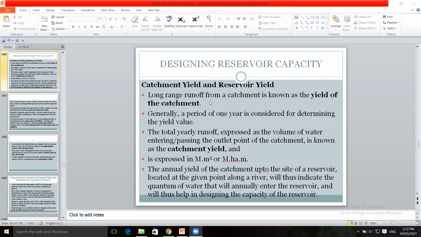So for determining this yield value of the catchment, a longer period is required, that is a minimum duration of 1 year is required for determining the yield value. A period of 1 year is required. Throughout the year, the runoff is observed, the yield of the catchment is observed.